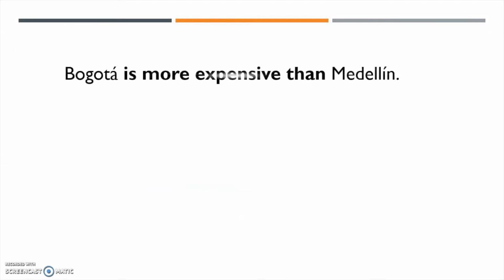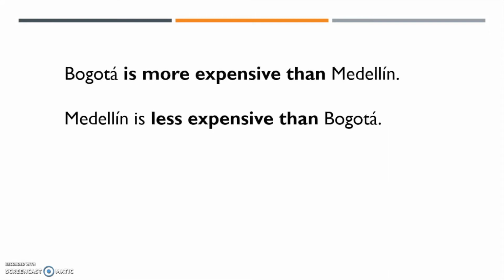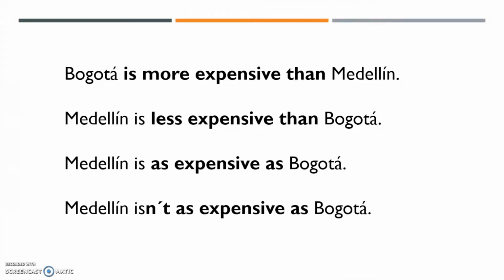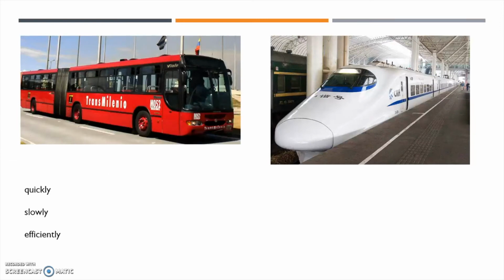Here are some possible answers. Bogota is more expensive than Medellin. Medellin is less expensive than Bogota. Medellin is as expensive as Bogota. Medellin isn't as expensive as Bogota. Now let's pause the video and write some sentences using comparative adverbs.